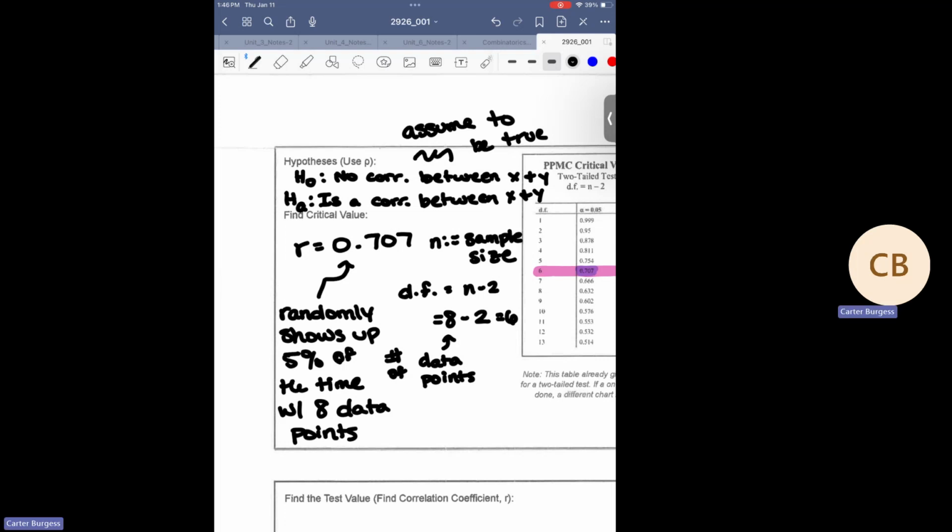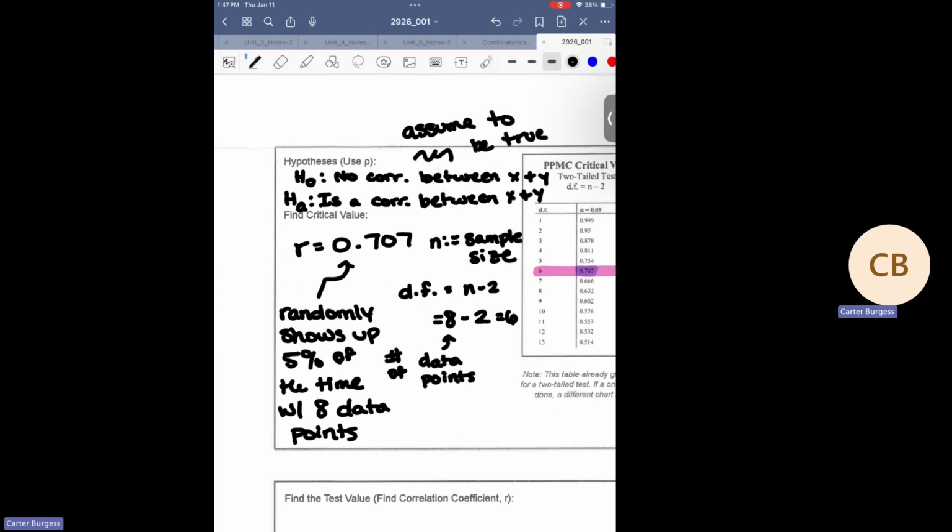Stronger. It's harder to have a strong R value. It's more unlikely that a really strong R value is just going to pop up by accident. It's easier for us to get just a weak R value randomly. And so in order for us to definitively say that there must be a correlation, with this whole 5% randomness that we're okay with, the R value that we are looking at must be stronger than this critical value.